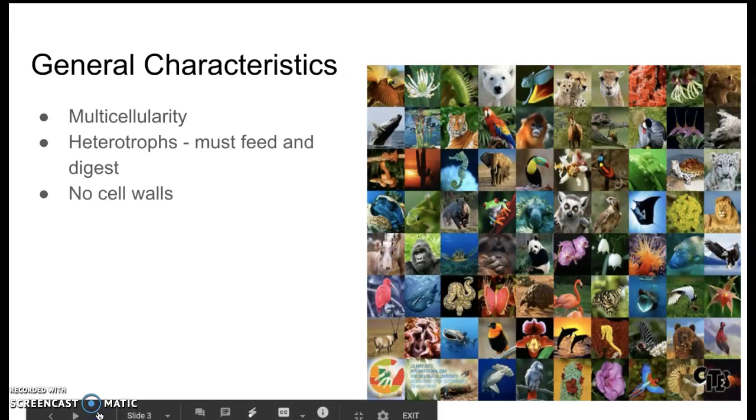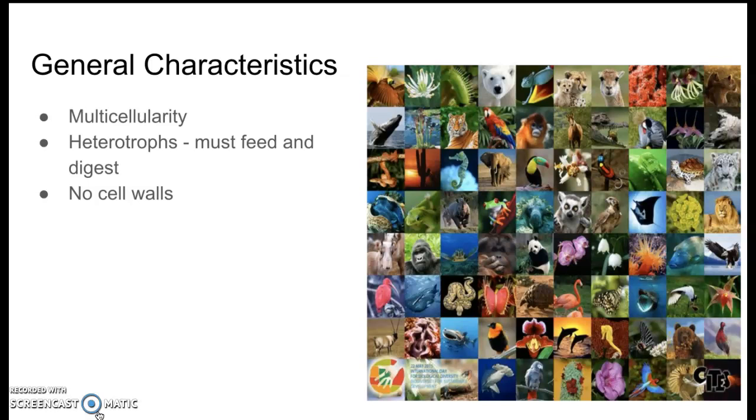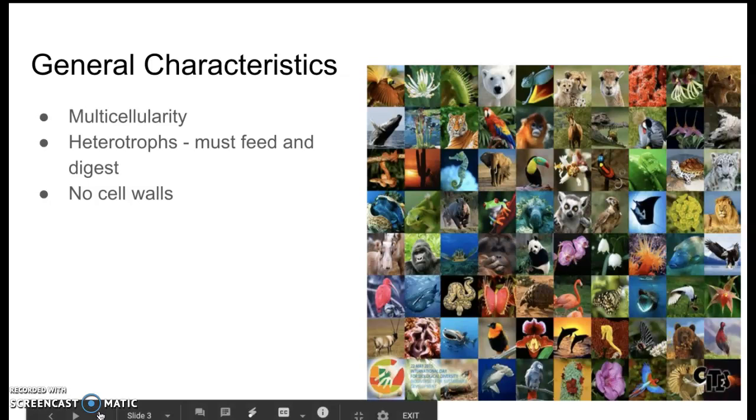We don't have any cell walls, and we don't do photosynthesis. Obviously, unlike fungi that have cell walls made out of chitin, we don't have any cell walls, but we're going to talk about chitin in a moment. And this one's an interesting one. Make sure you star it.